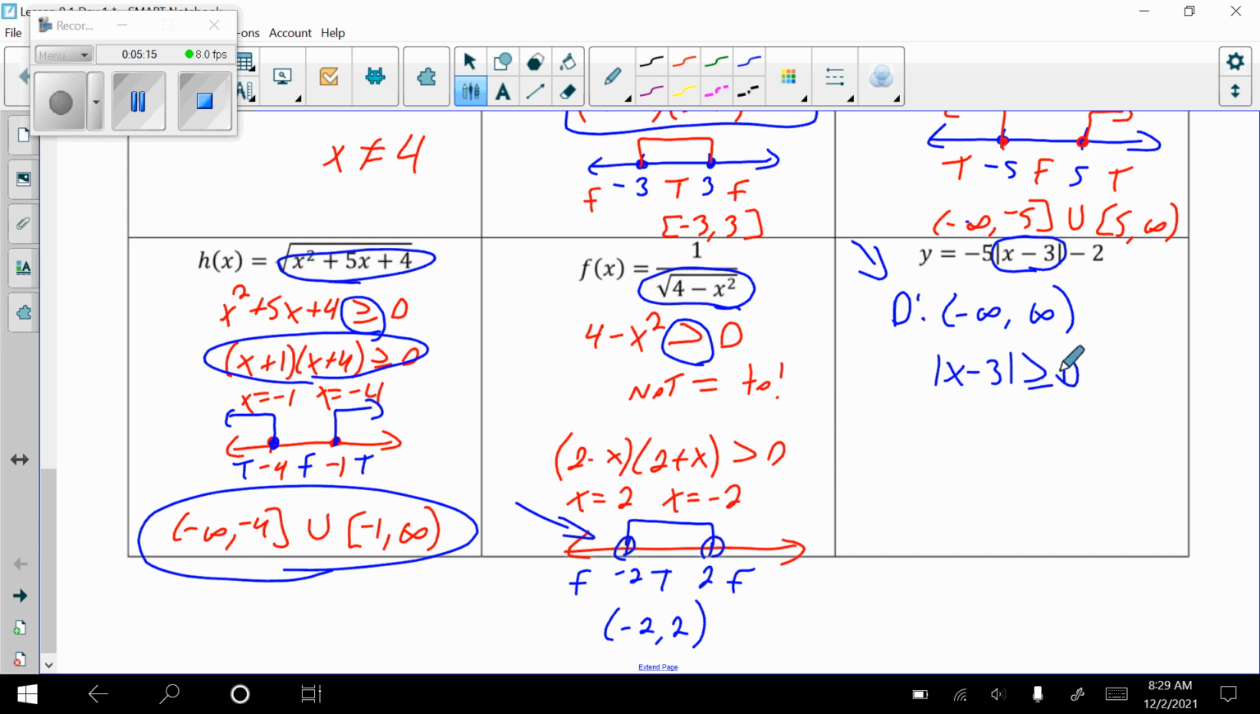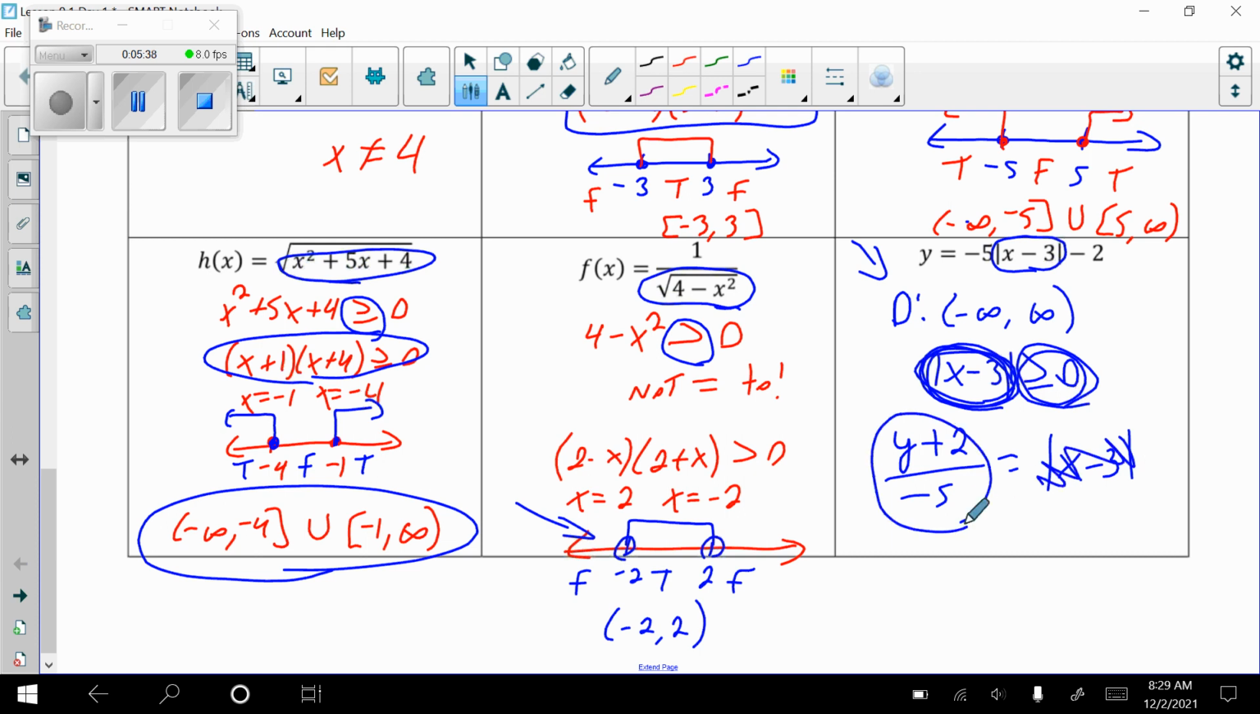Okay, so we know that. I'm also going to solve for this. I'm going to move that 2 over. So (y + 2) divided by -5 is equal to the absolute value of x minus 3. Well, I just said that the absolute value of x minus 3 has to be greater than or equal to 0. So now this has to be greater than or equal to 0. If one side has to be greater than or equal to 0, the other side has to be greater than or equal to 0 because they're equal to each other.